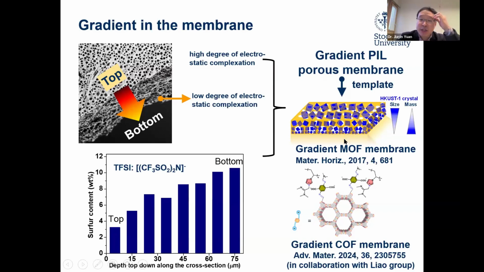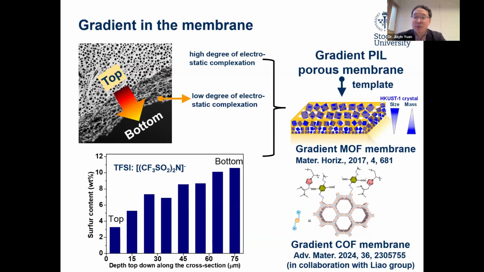Here we use the Hong Kong UST as an example, where you could have a gradient size distribution of the MOF from the top to the bottom, right? Also the gradient structure exists here. In the case of the COF, you could have a gradient distribution of the COF crystals from the top to the bottom. So it's a nice example. You can translate the porous gradient structure from the original pure membrane to the hybrid membrane of MOF and COF. They can serve as a porous substrate for specific applications, for example, separation and also filtration purposes.